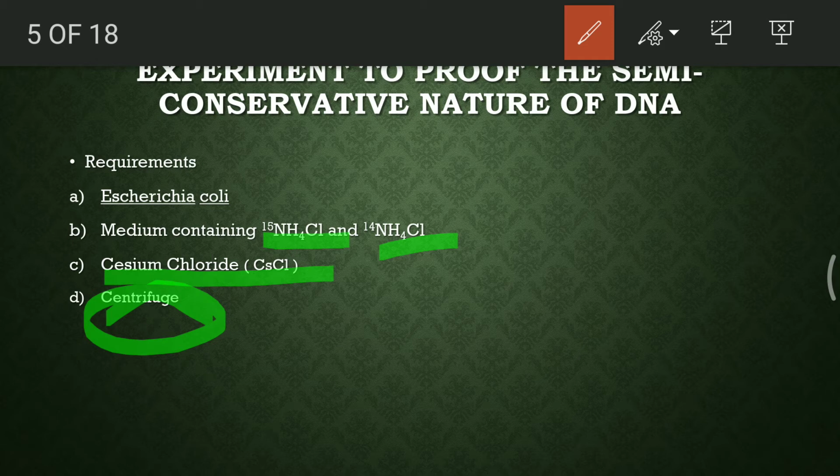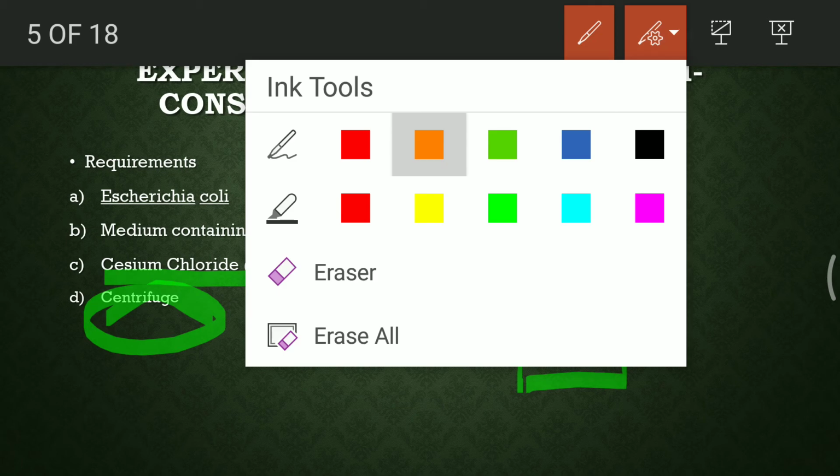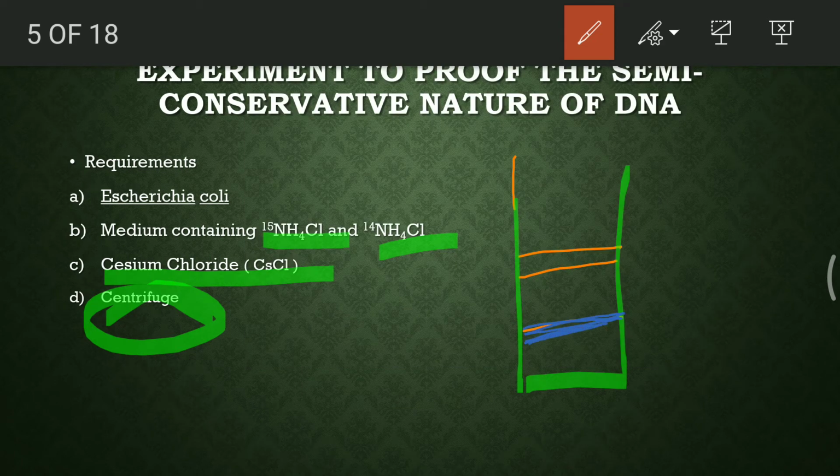So the heavy isotope will be present in a lower position as compared to the lighter one. Suppose this is a test tube I have tried to draw, and if N15 is formed, it will be formed lower than N14. Suppose this is the N14. Why is this N14? Because it is light. And why is this N15? Because it is heavy. So with this understanding, let us proceed further.